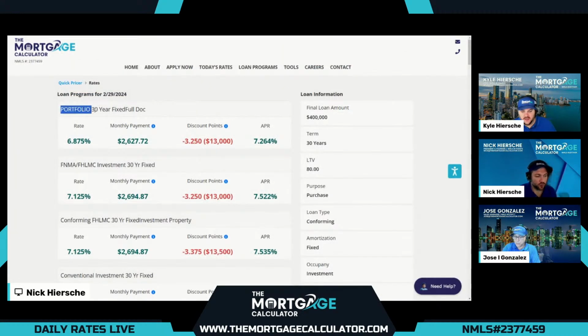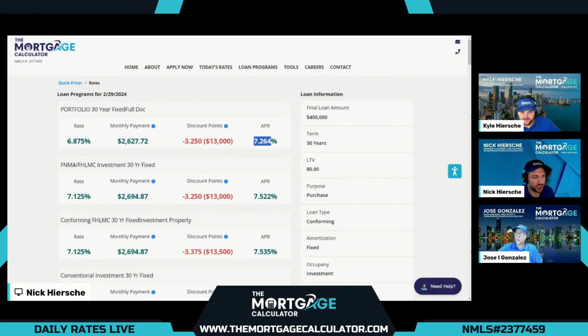And as usual, we have a portfolio option at the top. That's not actually conventional. So that's using conventional guidelines. However, it doesn't have the same adjustments that are required usually. So this option 6.875 rate for 3.25 discount points and cost puts the final APR at 7.264.